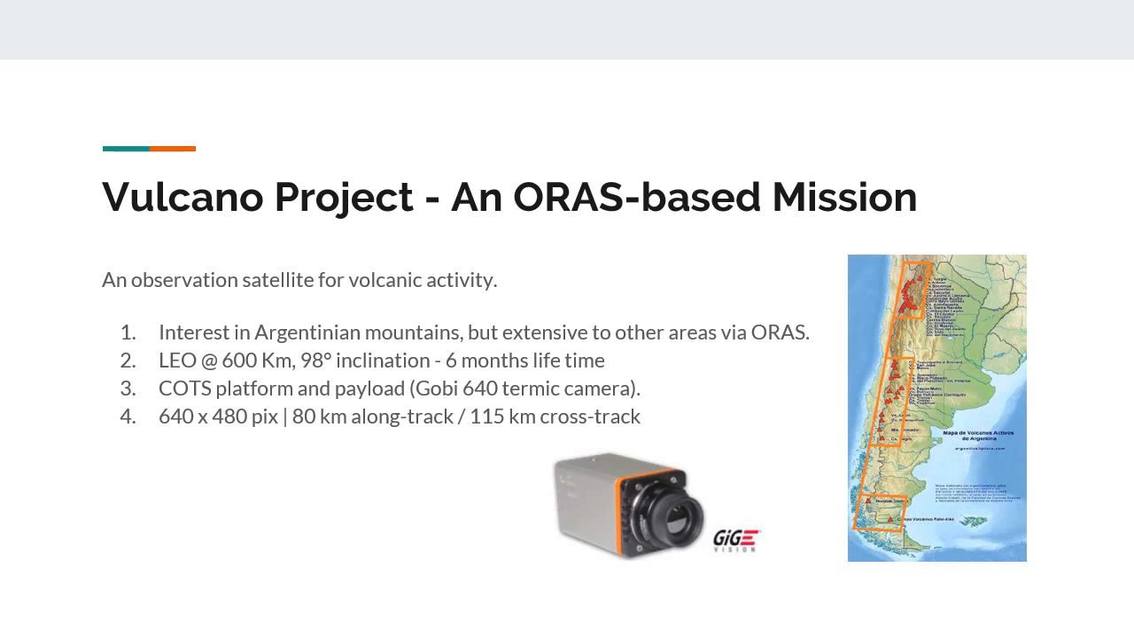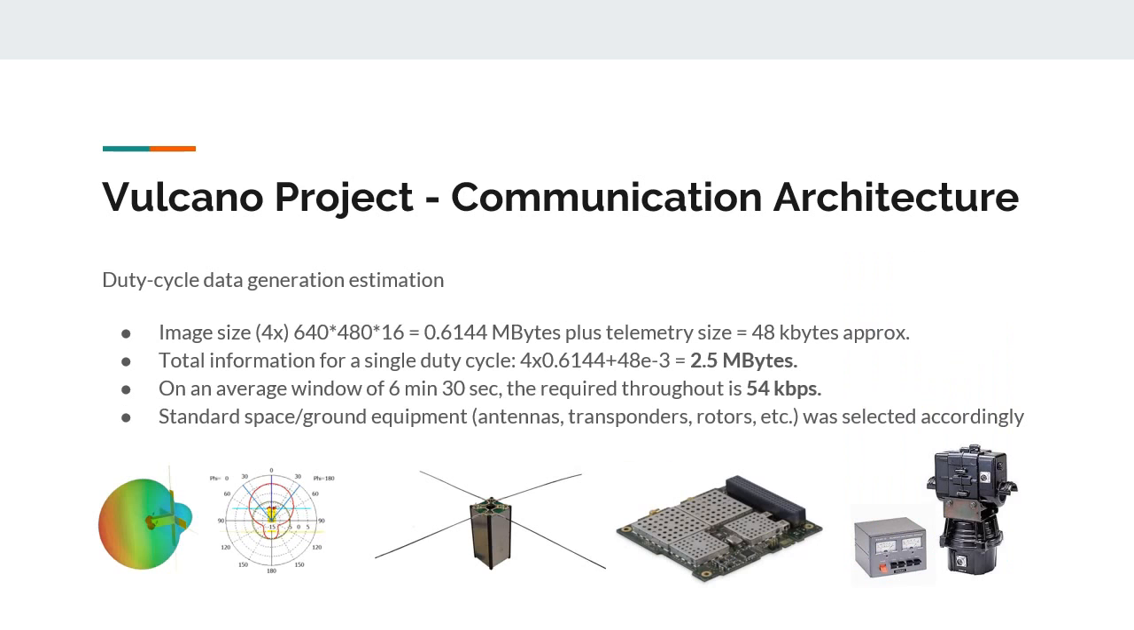This is a Bobby 640 thermal camera. It's an industry-available camera with 640 by 480 pixels, which gives an 80 kilometer by 115 kilometer cross-track swath of observation. The space agency in Argentina is interested in observing, obviously, the volcanic activities in the Argentinian mountains. But the satellite is going to be available and flying all around the world. So it is quite interesting to see that such a payload can also be shared and used among other observation users around the world, from other countries.